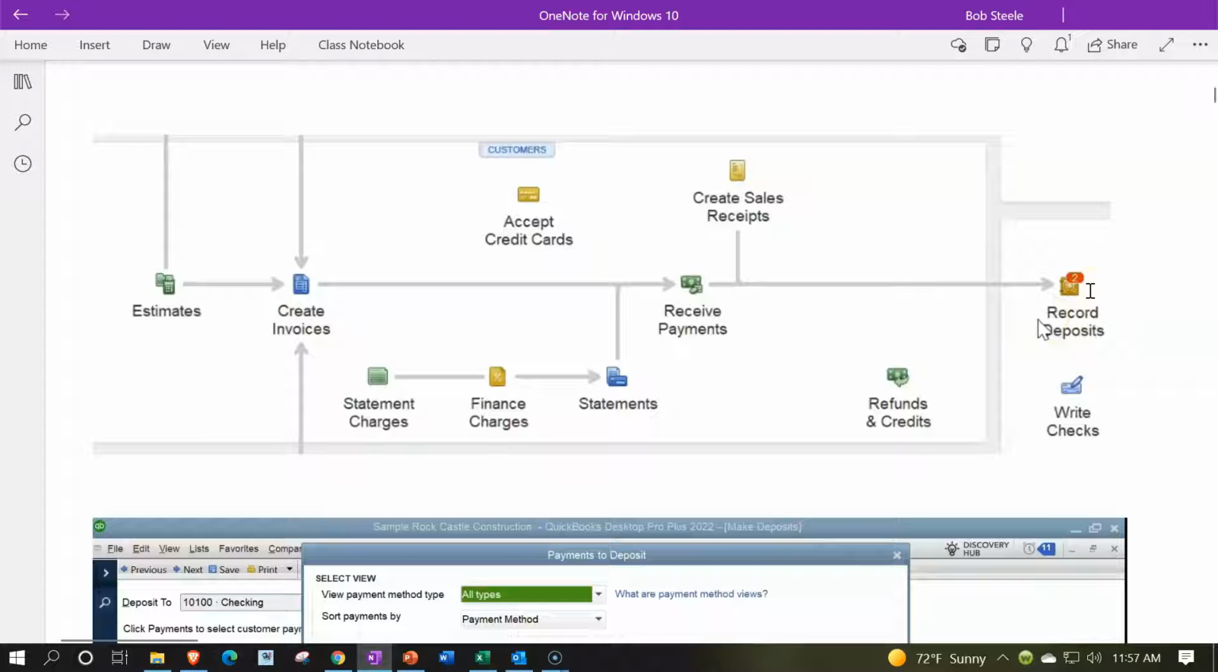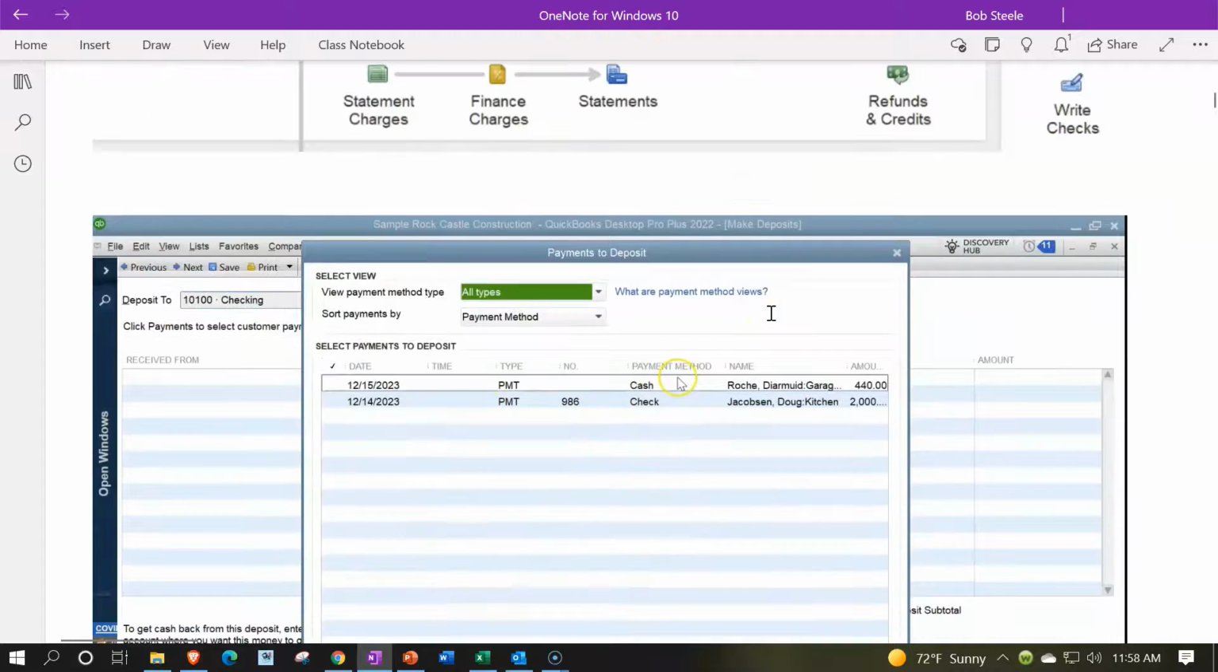If I personally have deposits that are not coming from undeposited funds, in other words, from receive payments or create sales receipt, then I'll often use the check register to make those deposits, and use this actual deposit form in order to enter the transactions that are going through undeposited funds.